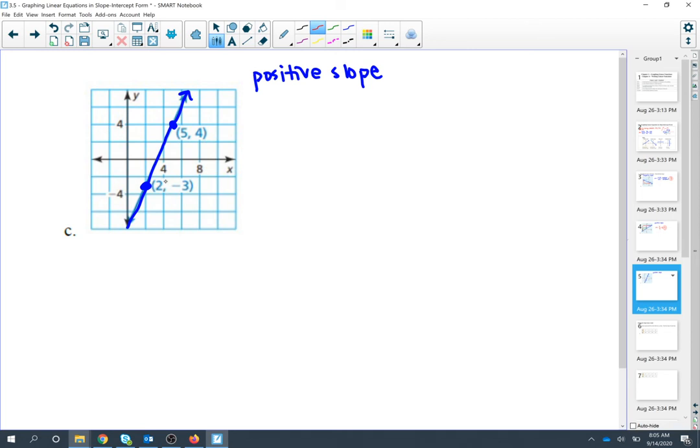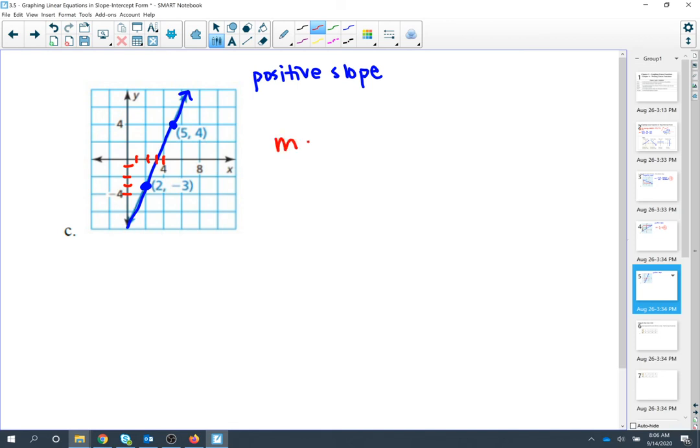This point is at 2, -3. So it looks to me like this is counting by halves. This is like 1, 2, 3, 4. So -1, -2, -3, -4. So each half a box is actually one jump. So we need to be careful of that.